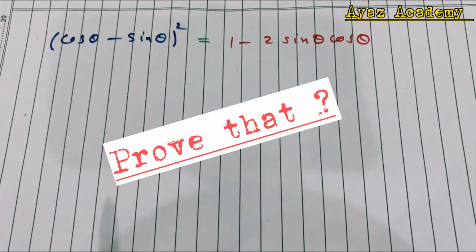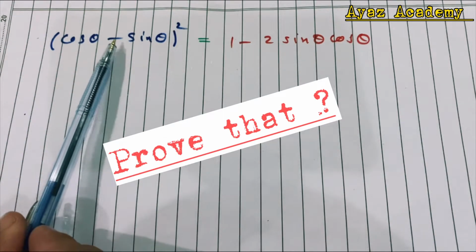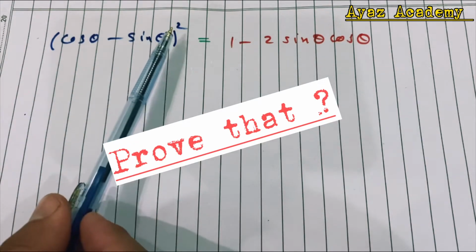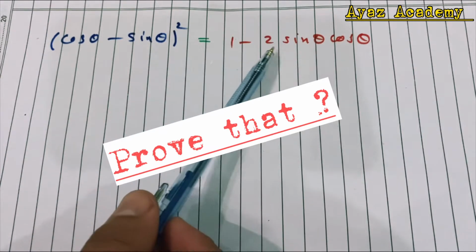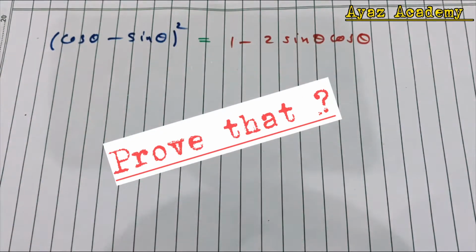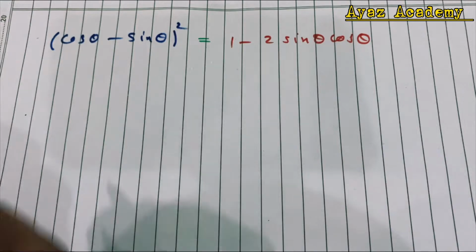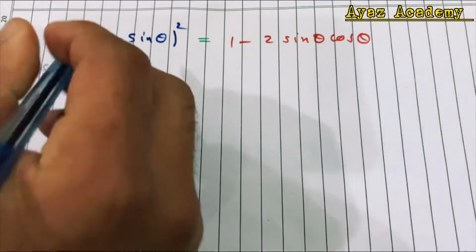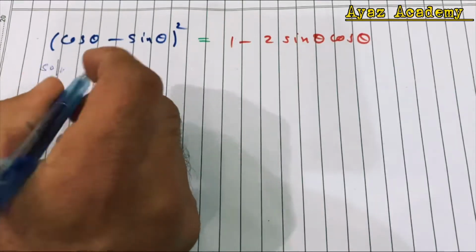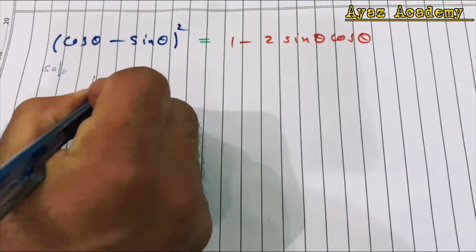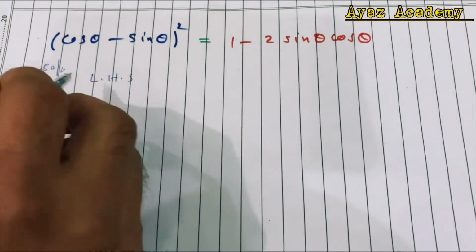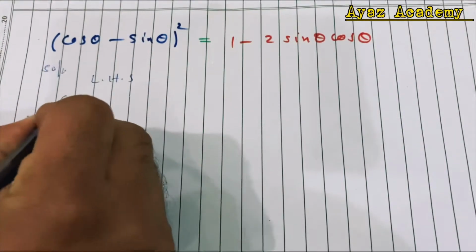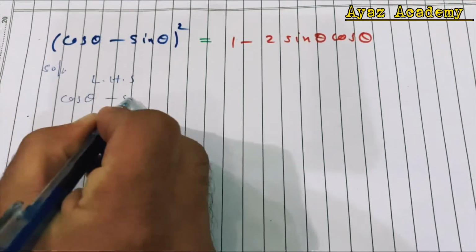In this video we will prove that (cos theta minus sin theta) whole square is equal to 1 minus 2 sin theta cos theta. So, solution of this question: here we take the left hand side. In the left hand side, here is (cos theta minus sin theta) whole square.